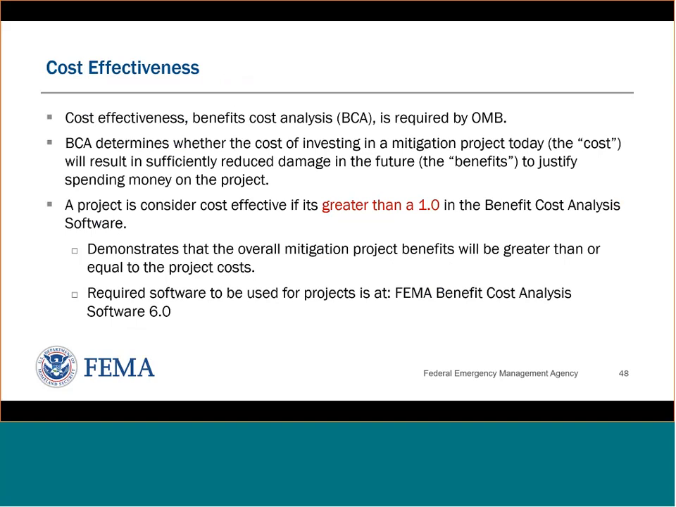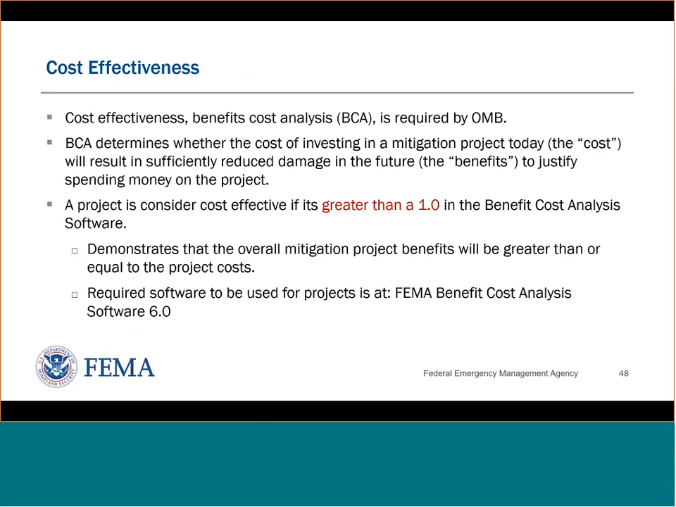Cost effectiveness, we've mentioned that again. So the bottom line is your analysis needs to show that your project is going to save at least $1 for every dollar that it costs. And the benefit cost analysis is the way that that is demonstrated. So we have an Excel workbook that you use. It's called the BCA tool version 6.0. We'll talk about that a little more next week.